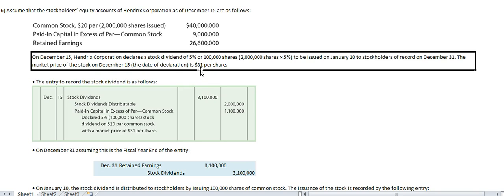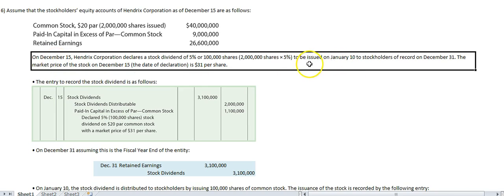Okay, and that gives you an idea of how we got that 3.1 million that we saw on the bottom when I gave you the first explanation, right? So $31 per share times 100,000 means that the total value that you're going to give out in stock dividend form is going to be 3.1 million, right? So this is the entry that you do when the company declares the stock dividend, right, on December 15. I think I got these dates wrong. This is the declaration date, December 15.